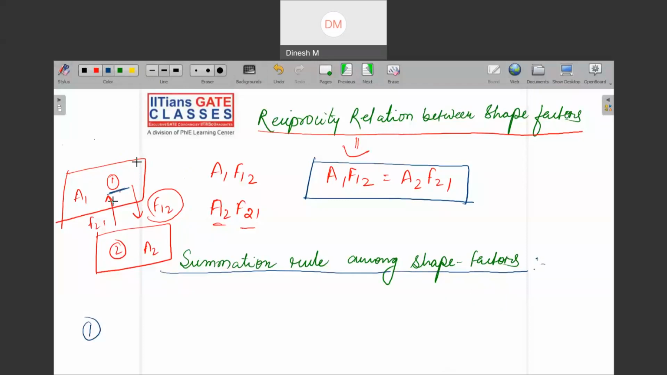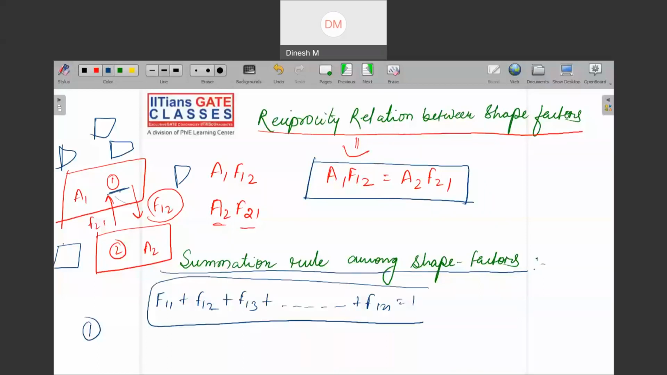Can you see what is the sum of these? Let us say that 0.6 has reached this one, 0.05 has reached this one, 0.1 has reached this one, 0.2 has reached this one, and again 0.05 has reached this one.